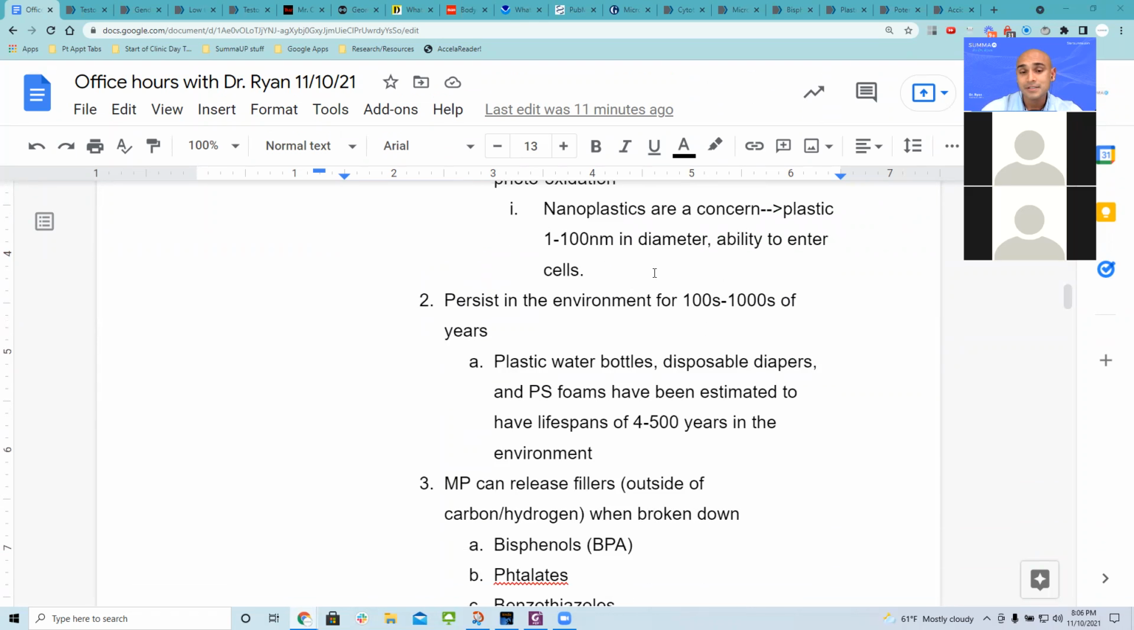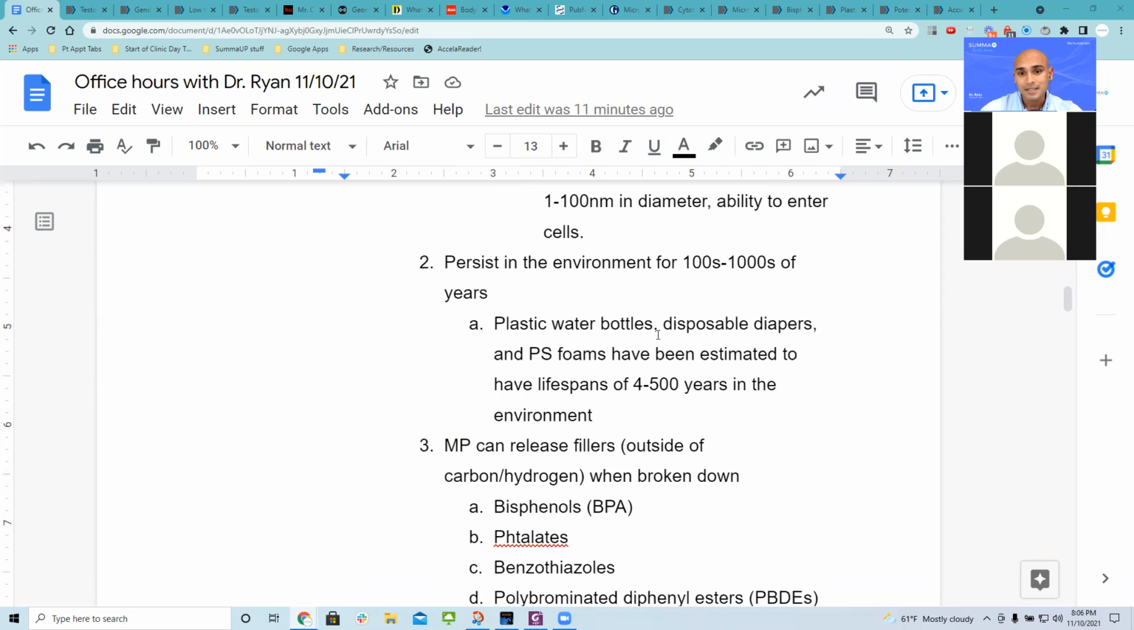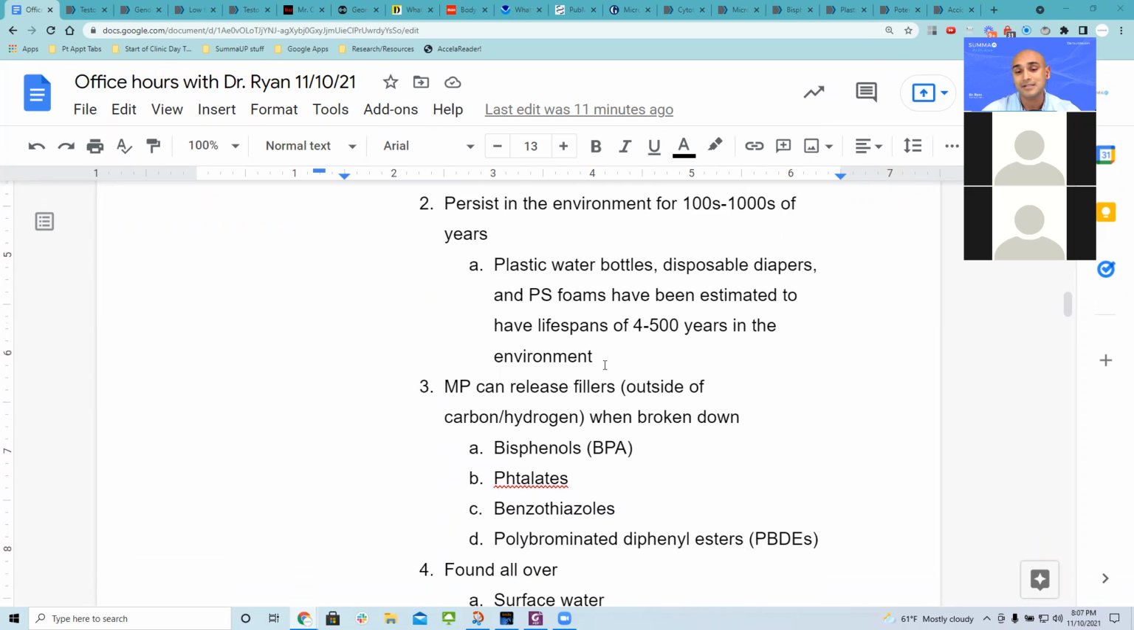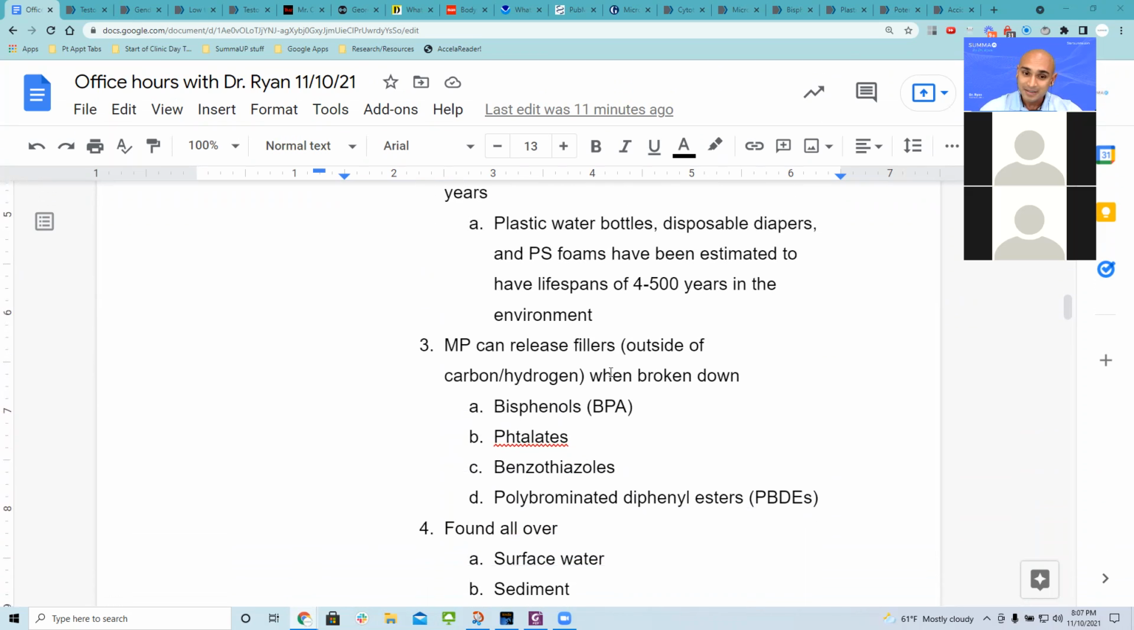Nanoplastics, okay, so as I mentioned, anywhere from 1 to 100 nanometers in diameter, and they have the ability to enter cells, which again is a concern for a lot of us. Now, the other issue with plastics is they persist in the environment for thousands of years. Or that's the idea. We know that plastic water bottles, disposable diapers, and certain foams can have a lifespan of 400 to 500 years in the environment. So that's something we have to think about.